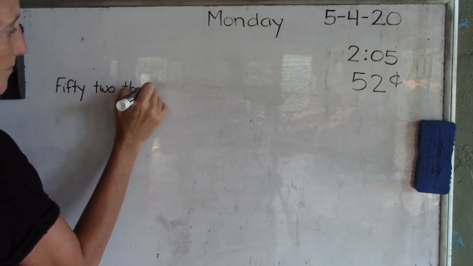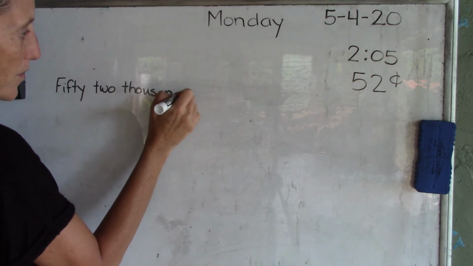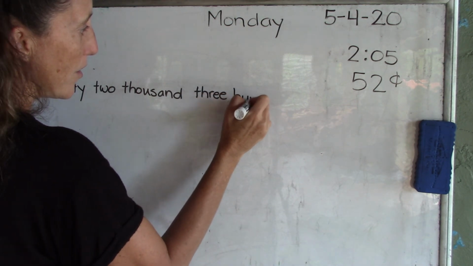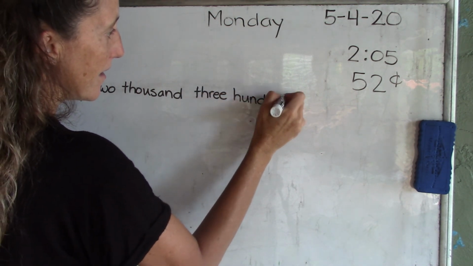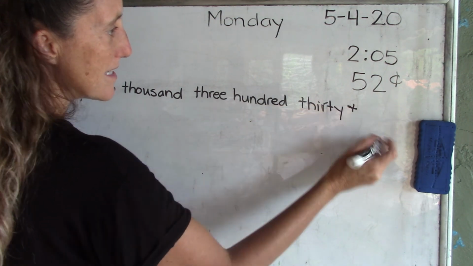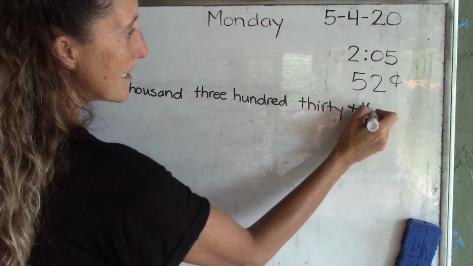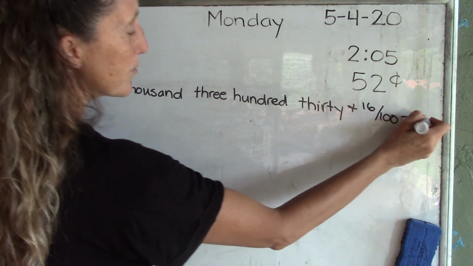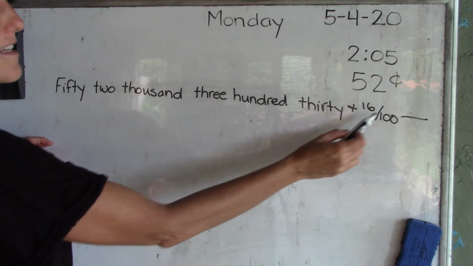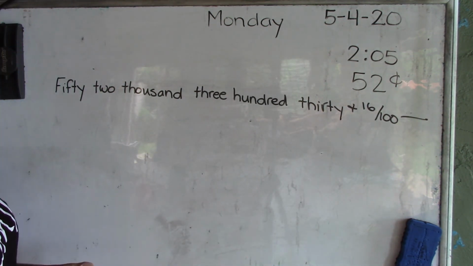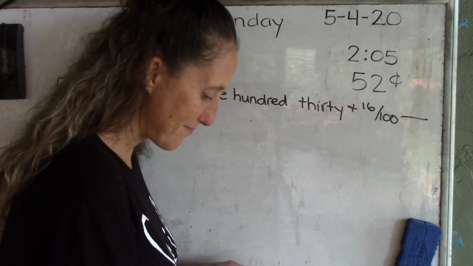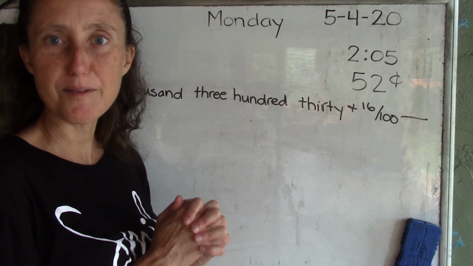52,000 330 and how many cents? 16 out of 100. 52,330 and 16 out of 100 cents. That's how you would write it on a check. That would be a lot of money, but no problem for you, right?